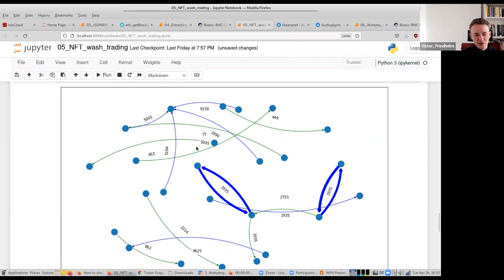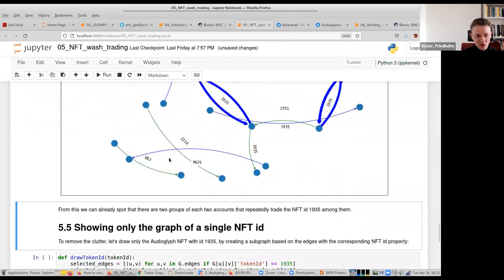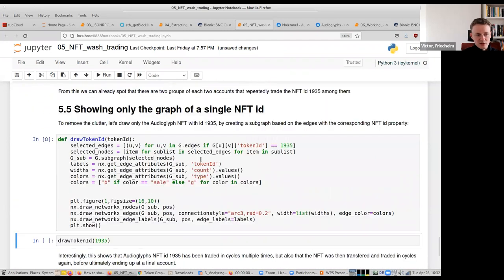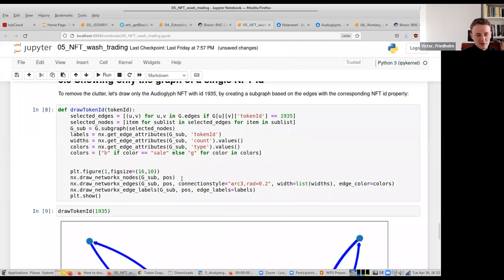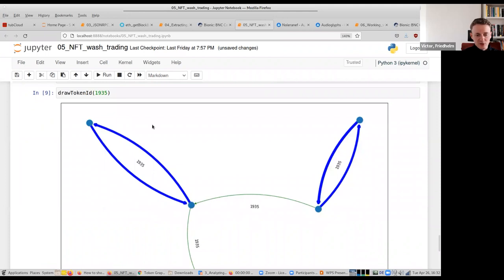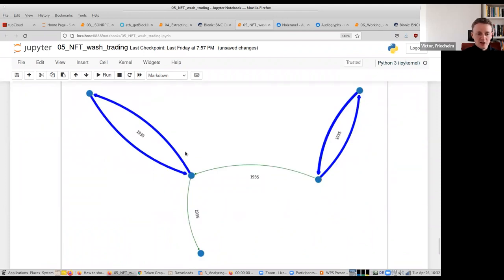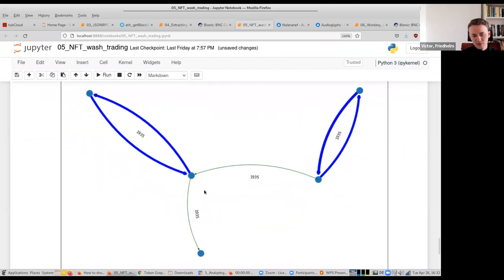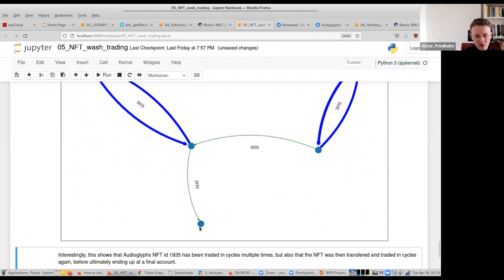The colors of these edges indicate blue, meaning it's a sale, and green, it's a transfer. To get a little bit less clutter here, let's just take a look at only those of this particular NFT ID 1935. And then we see, okay, it happened here and it happened here. But interestingly, in between, it got transferred. So these are extremely simple cyclical trades, just designed to increase the trading volume on OpenSea. But in between, there was a transfer. And then it finally ended up at this account down here.